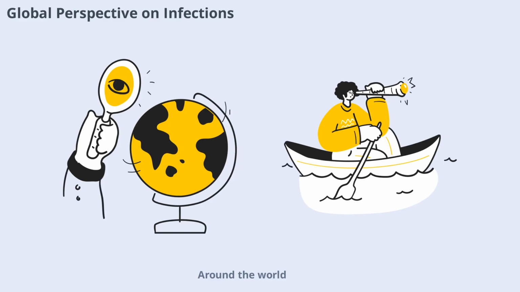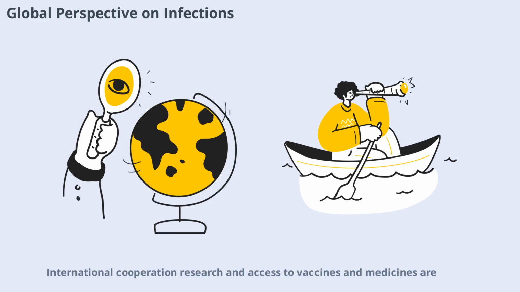Around the world, bacterial and viral infections remain major public health challenges. Diseases like tuberculosis, HIV, and influenza affect millions each year. International cooperation, research, and access to vaccines and medicines are essential for controlling infections and saving lives globally.